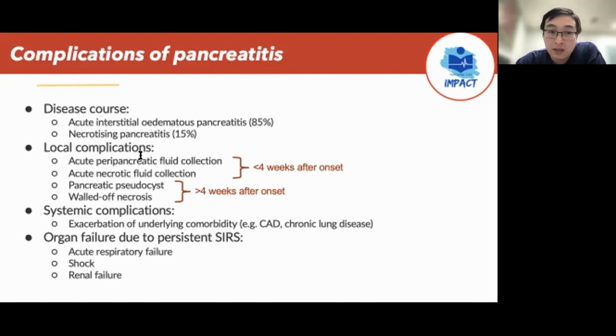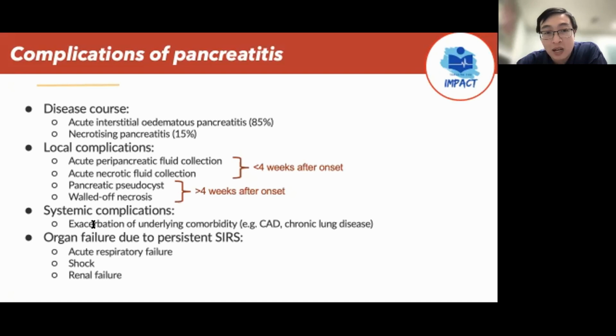And we divide complications into local and systemic. So there are 4 local complications, 2 of which develop within 4 weeks, typically after onset of the acute pancreatitis, and 2 of which are more delayed, developing more than a month after onset of the acute pancreatitis. Both acute necrotic fluid collection and walled-off necrosis may become infected, which is then usually a trigger for antibiotic therapy. But in general, we don't tend to place patients with pancreatitis on empiric antibiotics.